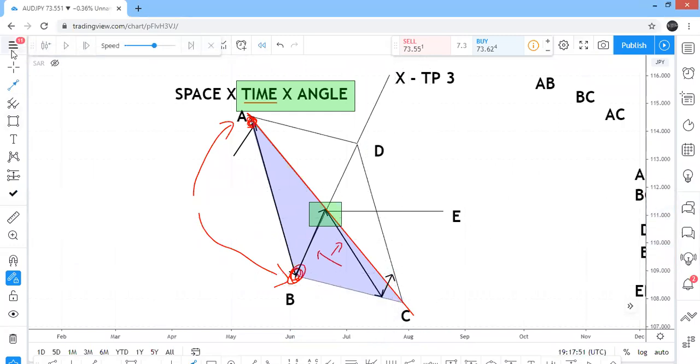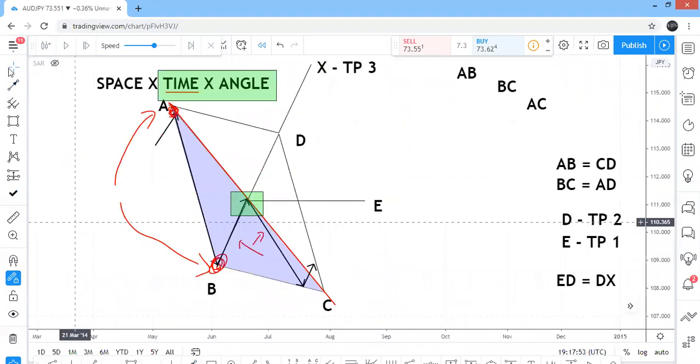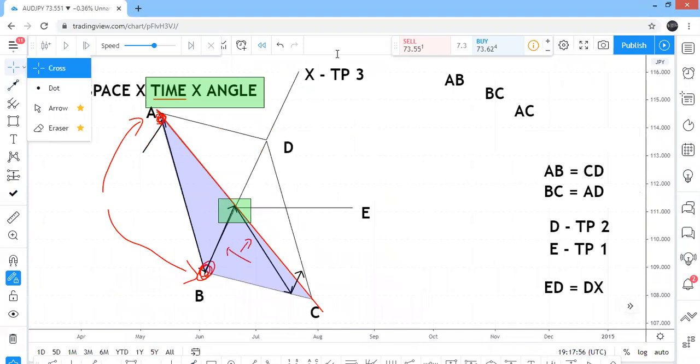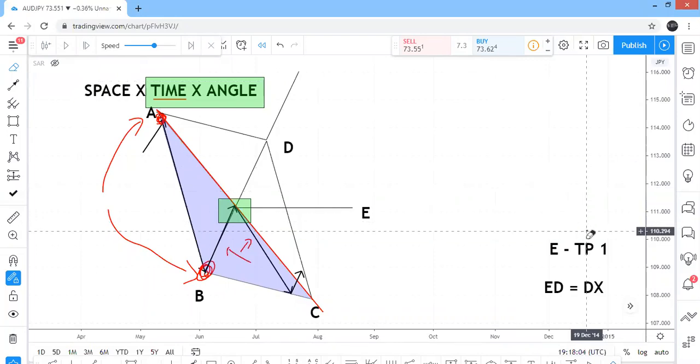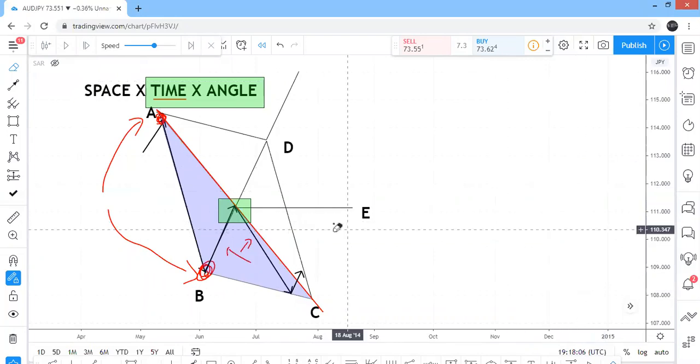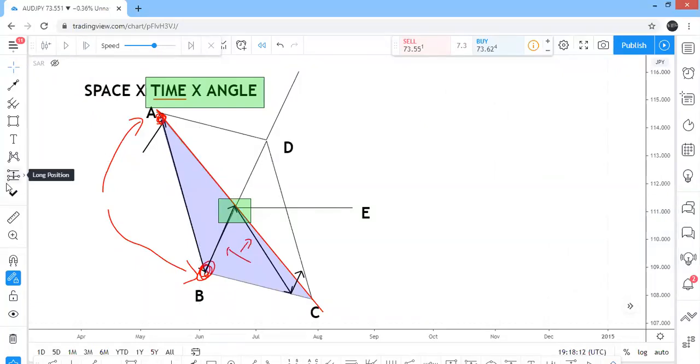Now, we have our targets that have been set. What are they? They're the E, the D, and the X. But what's missing? We even have our entry now. We have our entry, we have our targets, but something else is missing. What do you think that thing is? The most important thing. Stop loss.